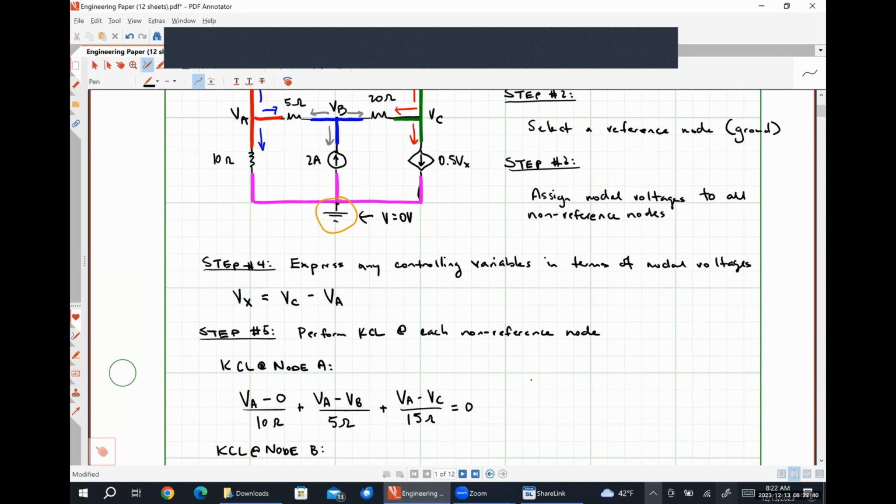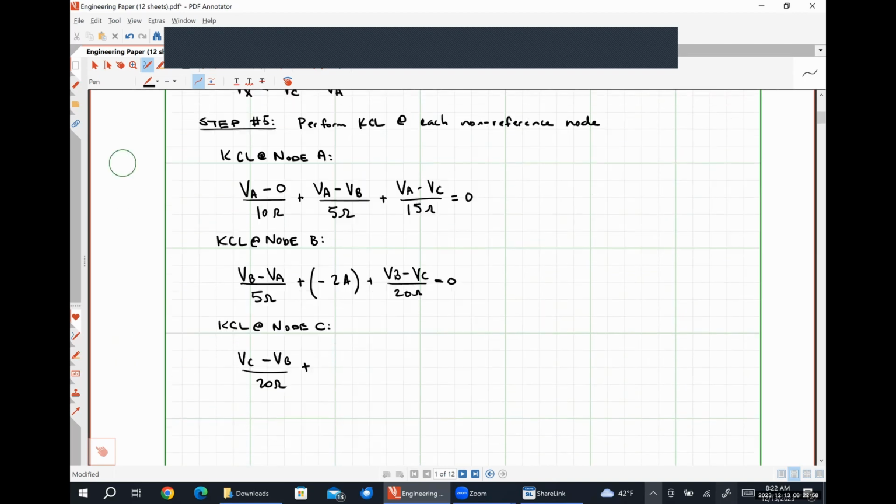Whenever we have a current source, it's just the current supplied by the source. If the arrow of the current source is in the same direction as our arrow, we don't make any changes. If it's in the opposite direction, we put a negative sign. So take another crack at it, please, ma'am. 0.5 VX, that's it. Absolutely, thank you.